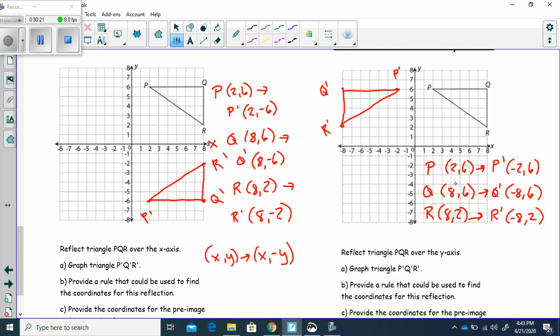What's changed here? Well, let's look at this. The y stayed the same in each case, didn't it? It didn't change. The x, however, has gone from being positive to negative. So we have the opposite on the x, but the y doesn't change. You start with x, y, and your rule would give you, I'd keep my x. Oh, no, no, no. I'd be the opposite of my x, and my y doesn't change. Okay, perfect.